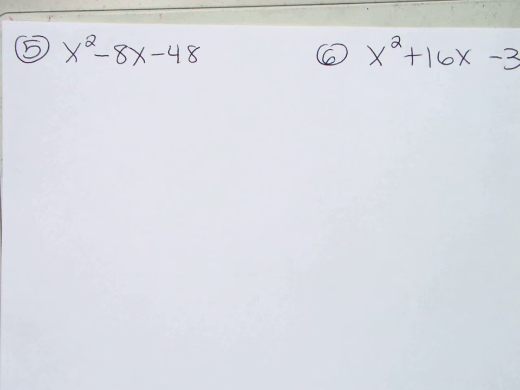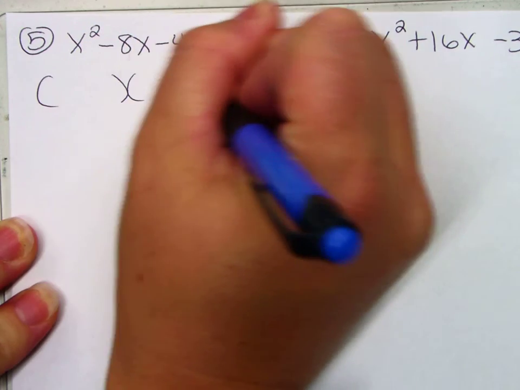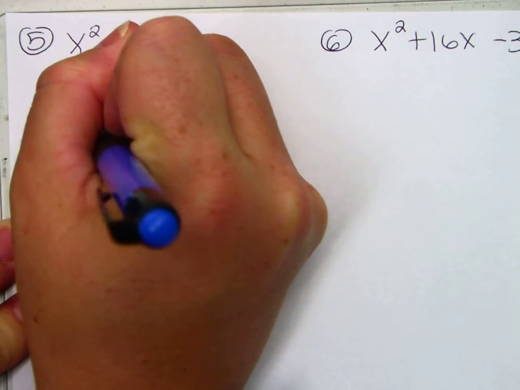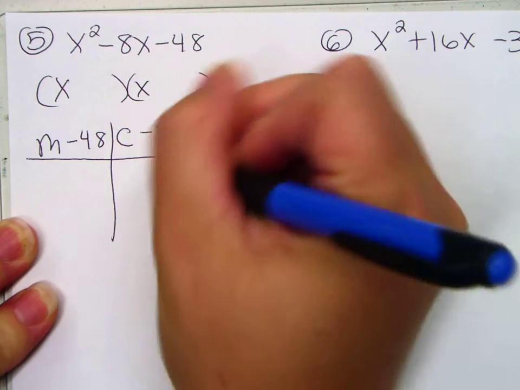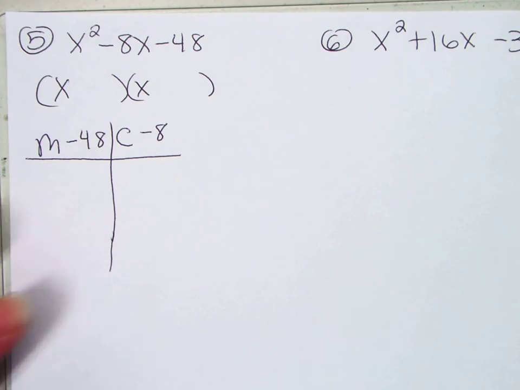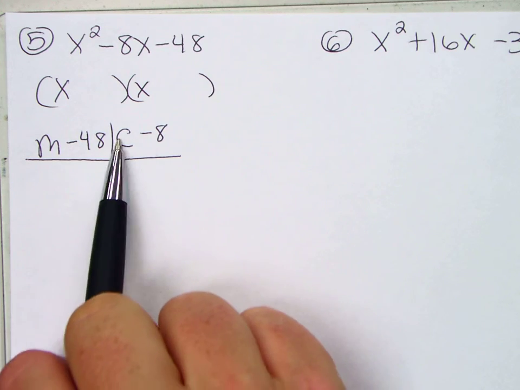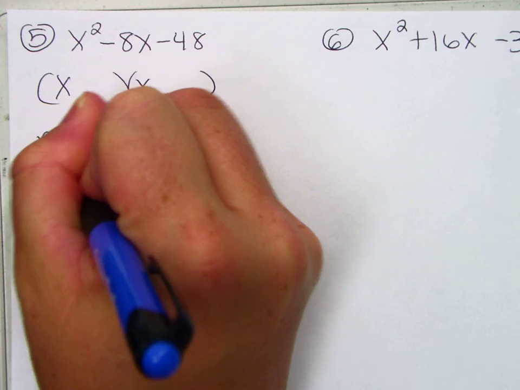All right. Number 5. Now notice this time, what are we multiplying to? We're multiplying to a negative number. We're multiplying to negative 48. We're combining to negative 8. All right. So same process. We're looking for two numbers that multiply to 48 and combine to negative 8. So start with just writing down everything that multiplies to 48.